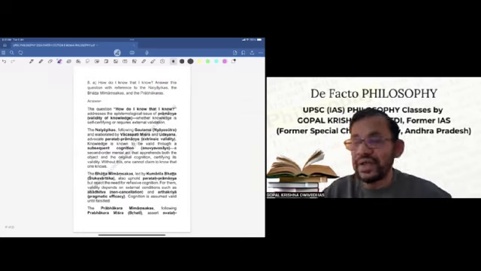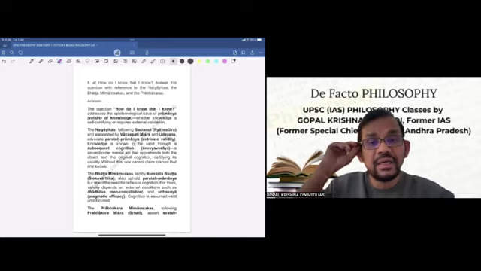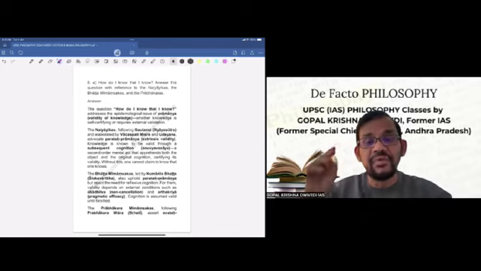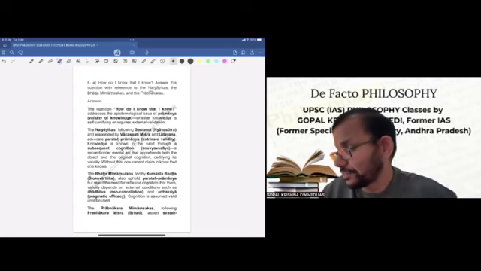Now we'll go to the last question, part A. This we have to write in about 300 words. Now let us see what the question is. How do I know that I know? Answer this question with reference to the Naiyayikas, the Bhatta Mimamsakas, and Prabhakara. So basically, here you have to tell the validity of knowledge from three perspectives: Naiyayikas, Bhatta Mimamsakas, and Prabhakaras.